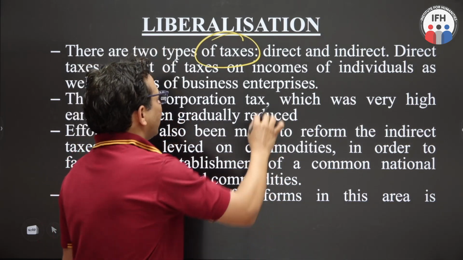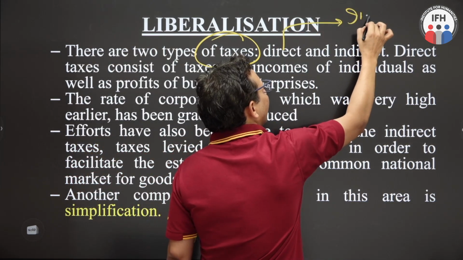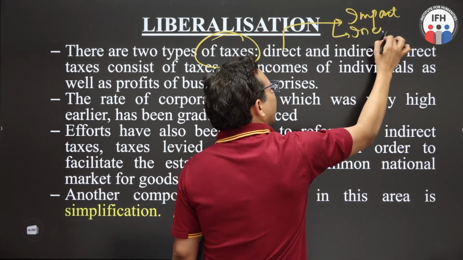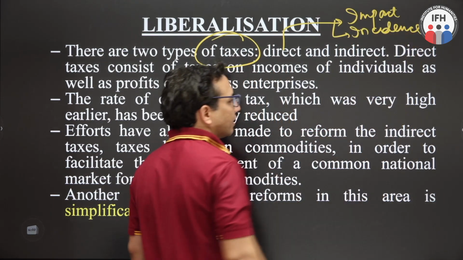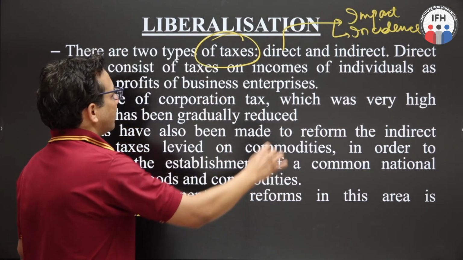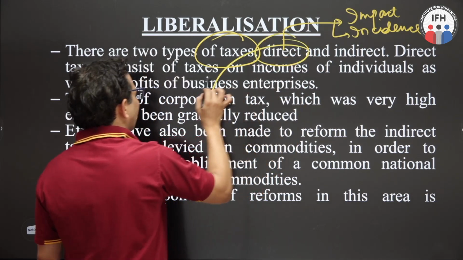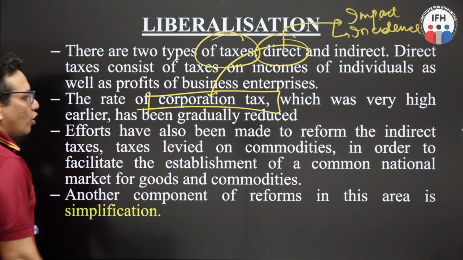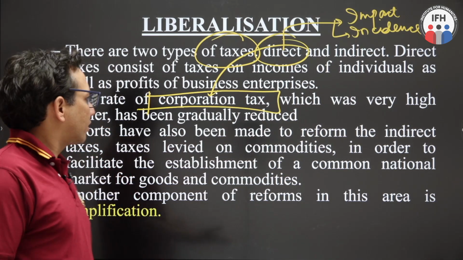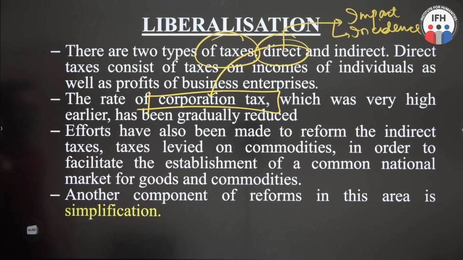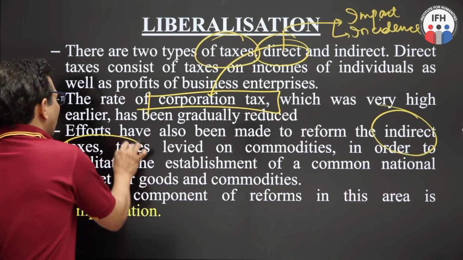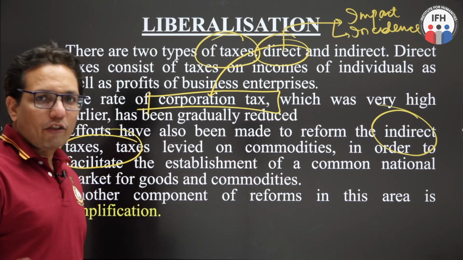In case of direct taxes, tax impact and tax incidence are on the same person, while in case of indirect taxes, tax impact and tax incidence are on different persons. If I talk about direct taxes, an example of direct tax is corporate tax. Government reduced the corporate tax so that overall the corporates have more money to reinvest. All right. At the same time, indirect taxes such as excise duty and all were also reduced. All right. VAT was brought.